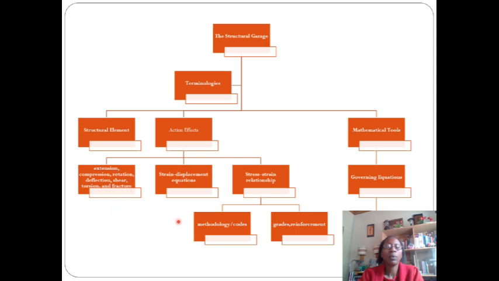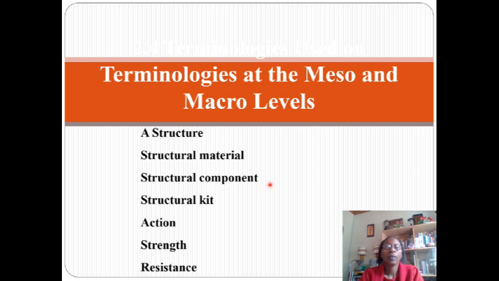These are examples of action effects. And then how do we achieve that? They are the methodology. We use different codes, and also their specifications or standards. There are also tools, mathematical tools, and governing equations which help us to navigate through the design process.